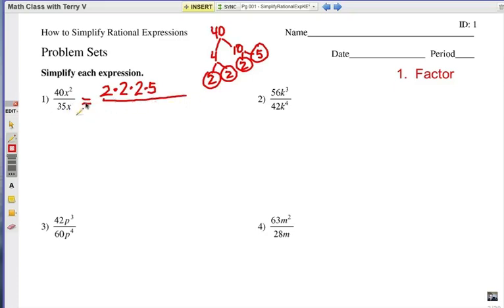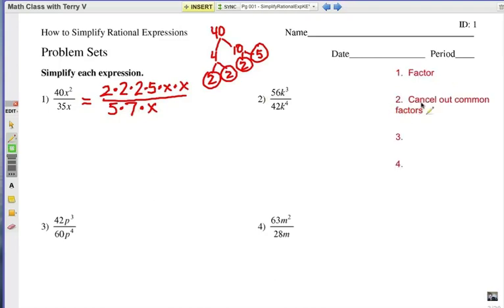Now for 35, that's pretty easy. I could do that in my head. That would be 5 times 7. Both of those are prime factors. I'm going to use dots instead of parentheses for my multiplication. Now x squared, again, we want to factor, so I'm going to break that apart, and that's simply an x times an x. And on the bottom I have just a single x there being multiplied. So that's what it means by step 1, factor.